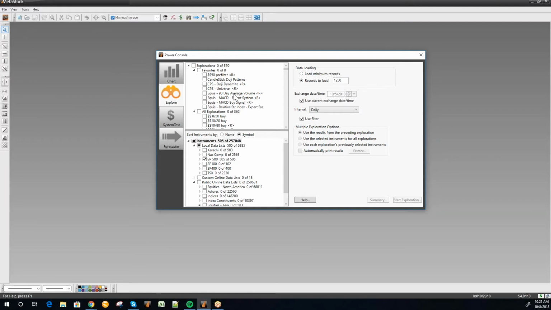Now, the exploration tool, like I said, is going to make your life so much easier because I can come in here and identify the criteria that I'm looking for, the trade setups that I specifically use, and I can find those setups within the S&P 500 within the matter of seconds, really.